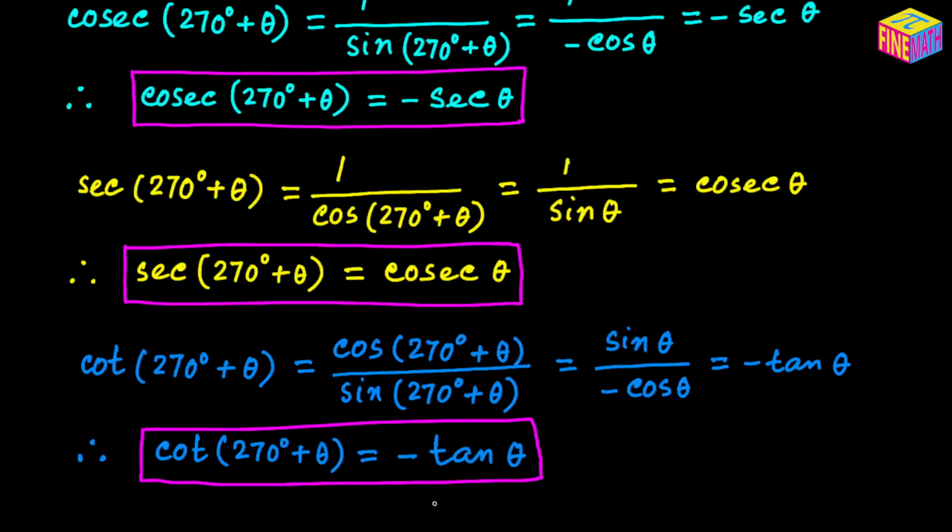So we have been able to derive the trigonometric ratios of 270 degree plus theta in terms of the trigonometric ratio of our acute angle theta. I hope everything made sense.